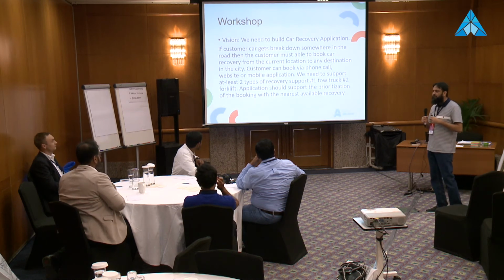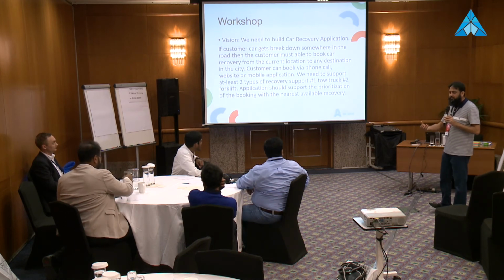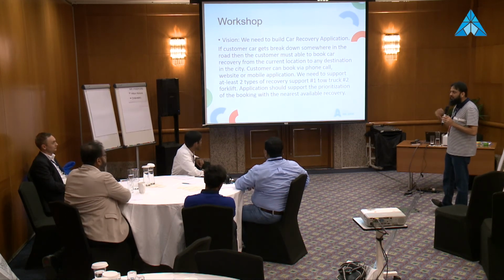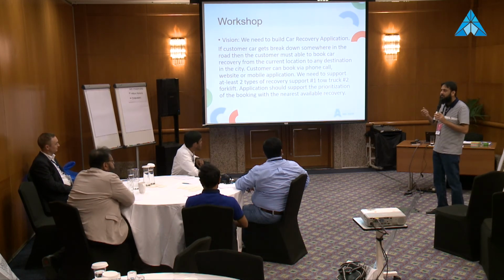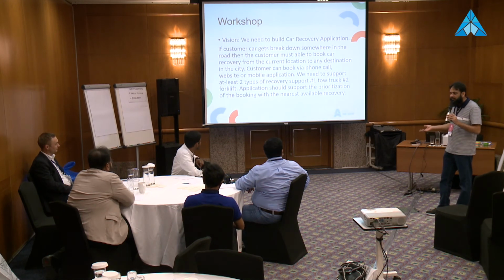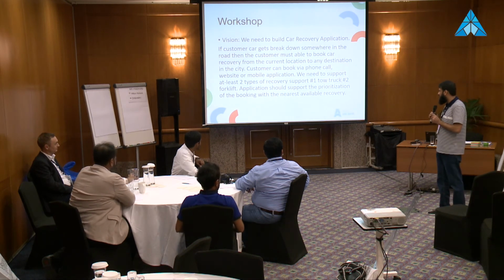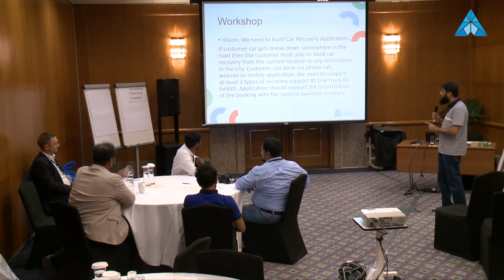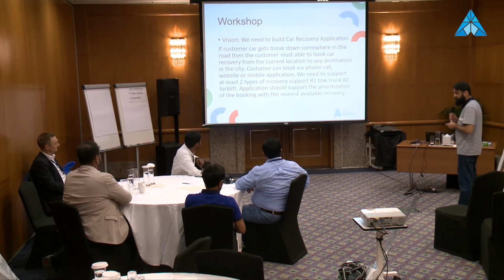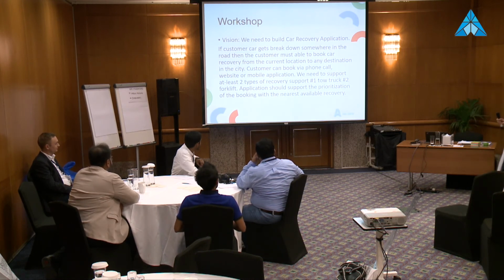In some cases my car breaks down, let's suppose, in the basement, so the recovery truck cannot go inside. For those cases we need a forklift. If I call a recovery driver, I have his number, but he doesn't have any forklift number, and I again get stuck. So in this service, we need both. The application should support prioritization of the booking with the nearest available recovery. You got it? This slide is available, and you can read it.